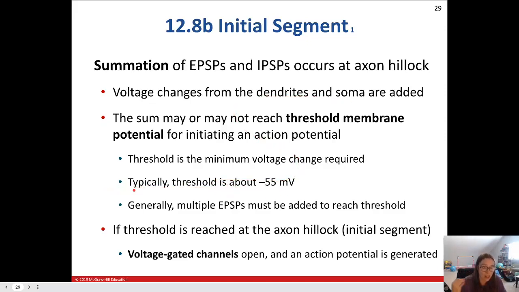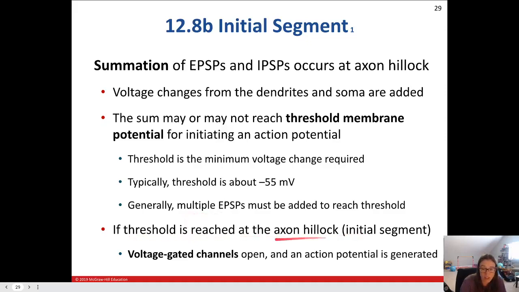Remember, in a muscle cell, threshold was negative 65 millivolts, but in a nerve cell, it's a little bit more positive. Threshold in a nerve cell is typically about negative 55 millivolts. The threshold is the minimum voltage change required. So if it changes to negative 40, negative 30, negative 20, 0, positive 20, any of those would reach threshold or become more positive. Generally, you need to have multiple EPSPs added together to reach threshold. And the IPSPs go in the opposite direction. They fight against those. Once threshold is reached, an action potential can happen.